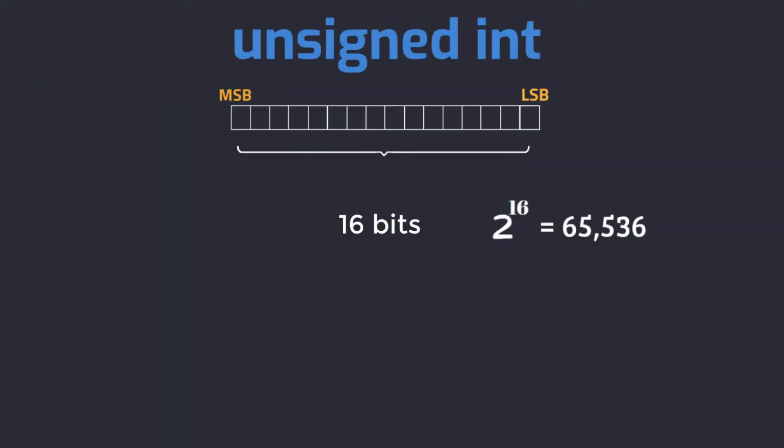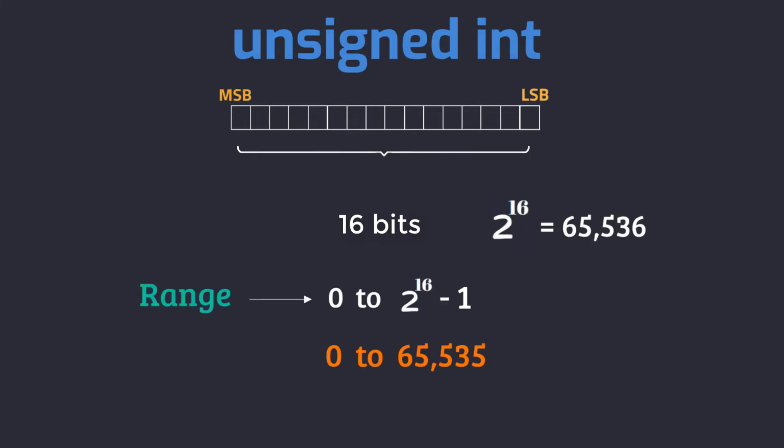And for unsigned int, we can use MSB to store data. And we can use this range to store numbers. And please remember here, we cannot store negative numbers.